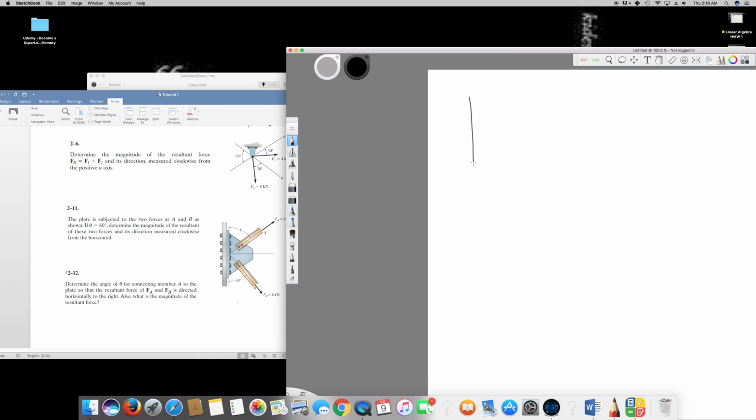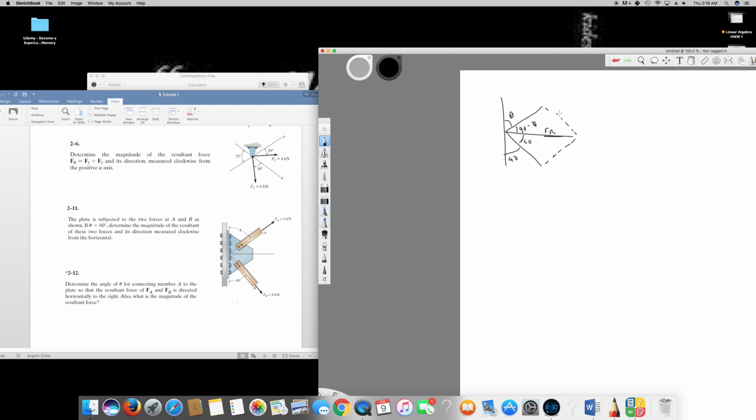In this case, they are saying consider this as a resultant force, and they are giving the same thing right here, but theta is not given this time. So we have to find the theta. Let's say this is 90 minus theta, and the bottom is 40 degrees given, so we know this is 50. Let's draw the parallelogram and make this our resultant force FR. According to this, FA is equal to 8 kilonewton and FB is equal to 6 kilonewton. So we can use this to find this angle.